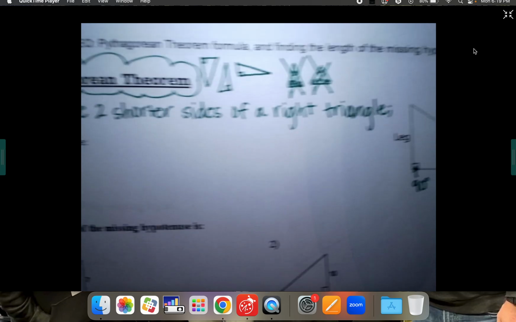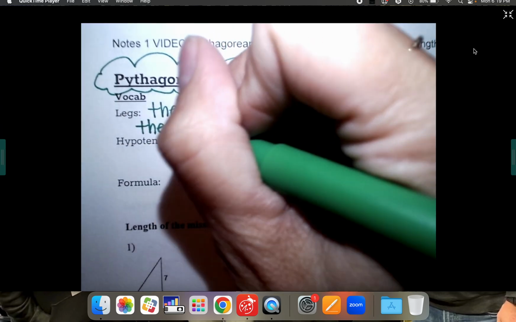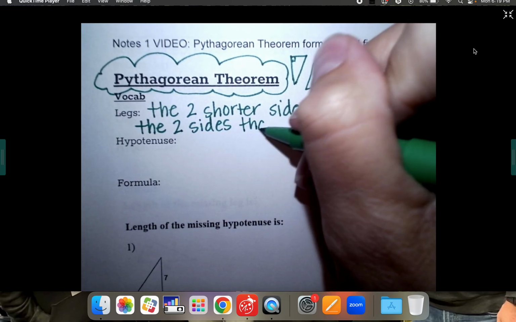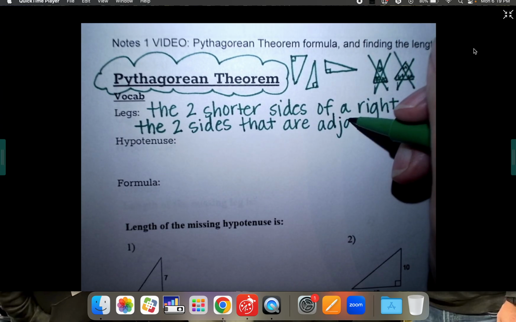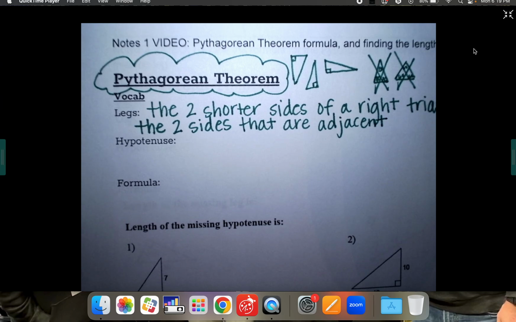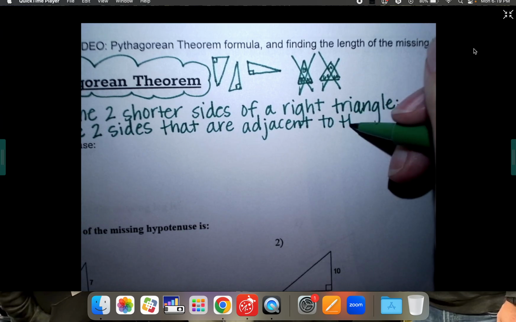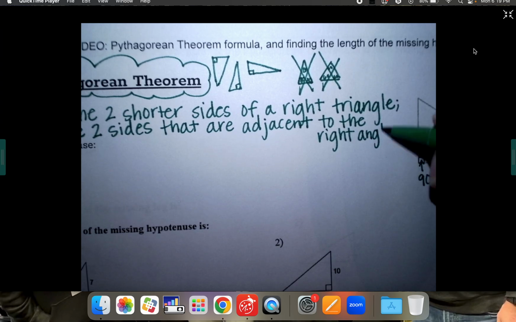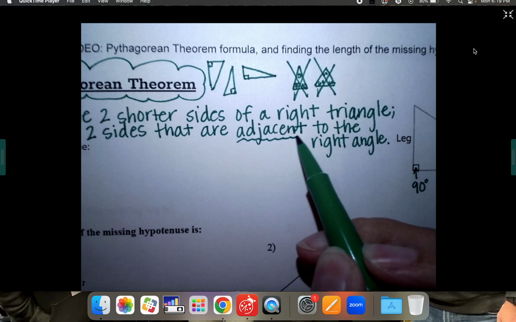I want you to know one other thing about the legs. It is the two sides that are, I'm going to use a fancy word here, adjacent, I'll tell you what that means in a second, to the right angle. When you get to geometry, you're going to hear this word adjacent a lot. So adjacent means touching, right next to.